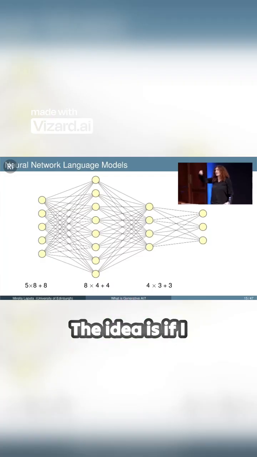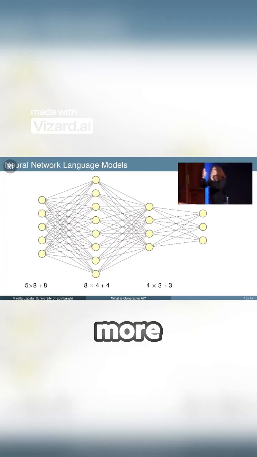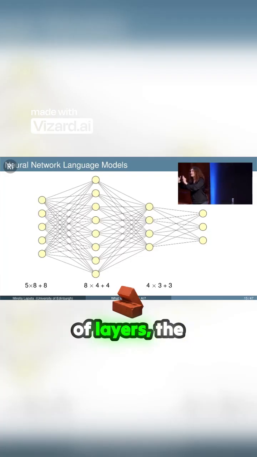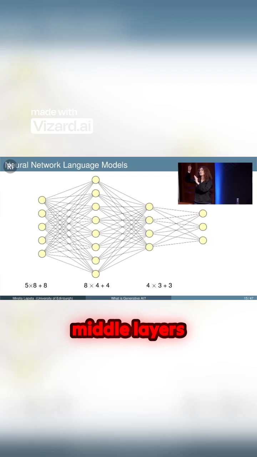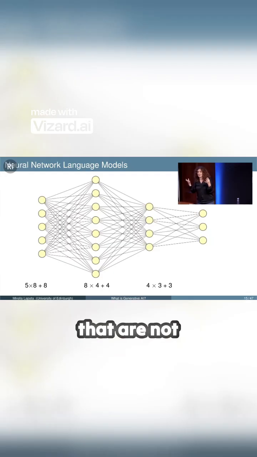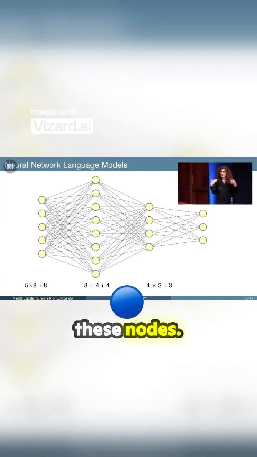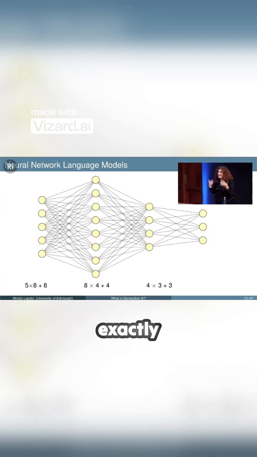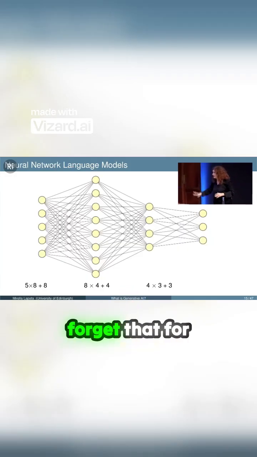So they generalize. The idea is if I put more layers on top of layers, the middle layers will generalize the input and will be able to see patterns that are not there. So you have these nodes, and the input to the nodes are not exactly words, they're vectors, so series of numbers, but forget that for now.